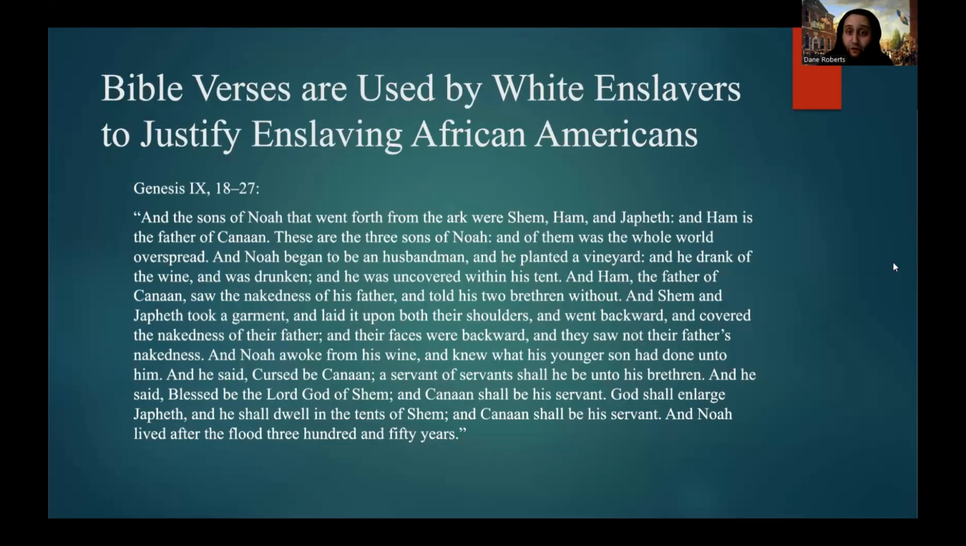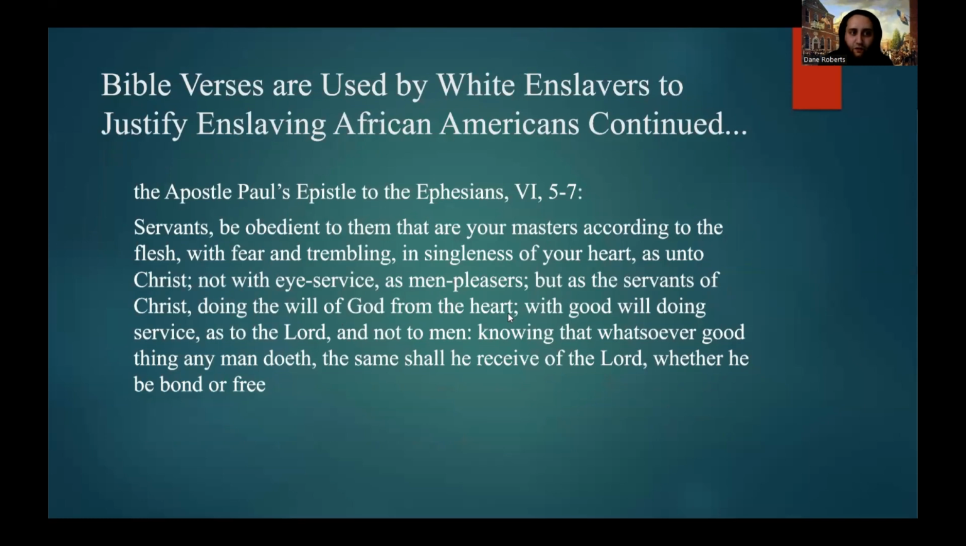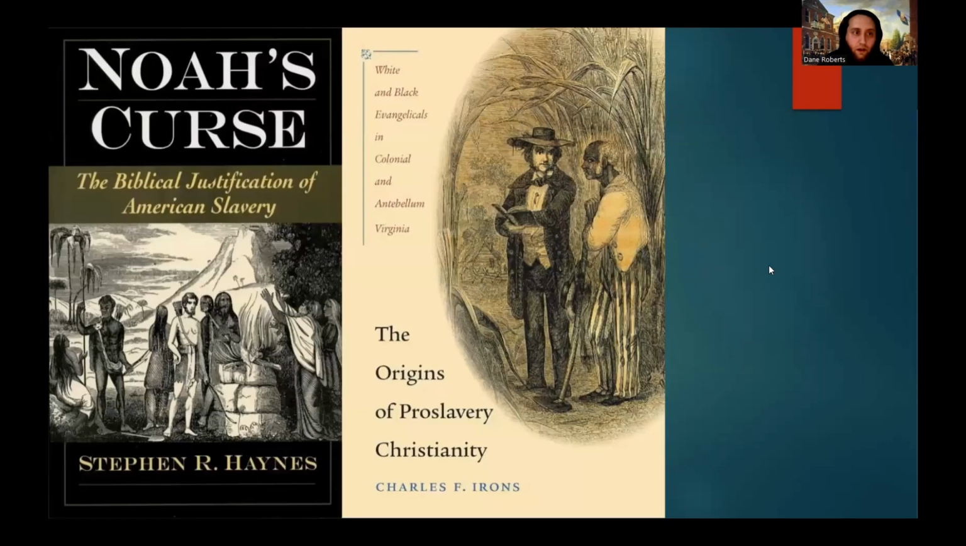White enslavers would also use Bible verses to justify enslaving African Americans, as seen in this Bible verse here from Genesis 9, verses 18 through 27. And in this verse here, from the Apostle Paul's epistle to Ephesians 6, verses 5 through 7. So this is a subject that is discussed heavily in books such as Stephen R. Haynes' Noah's Curse, The Biblical Justification for American Slavery, and Charles F. Irons' The Origins of Pro-Slavery Christianity, both of which are cited in the sources of this video.